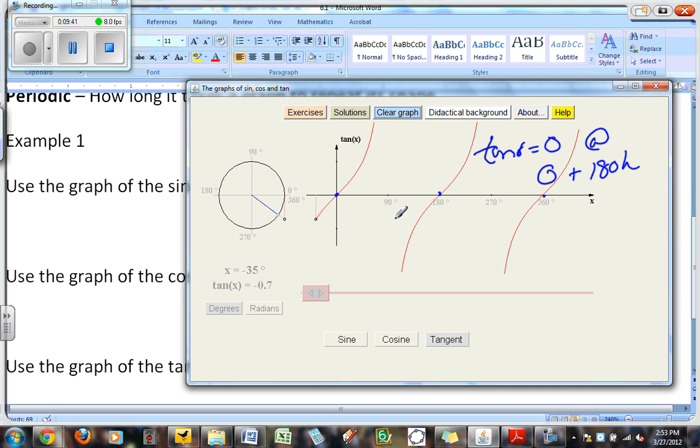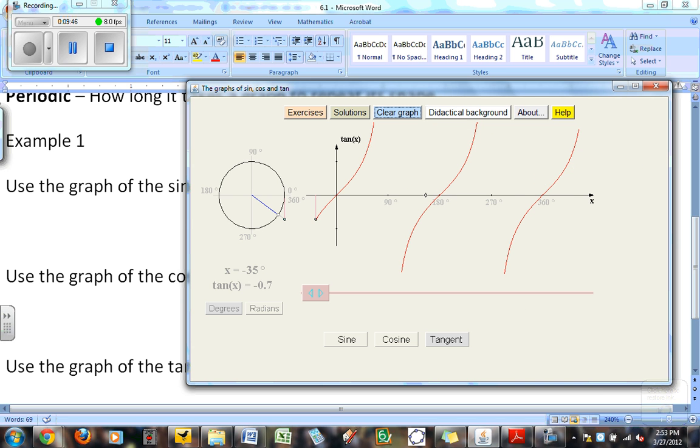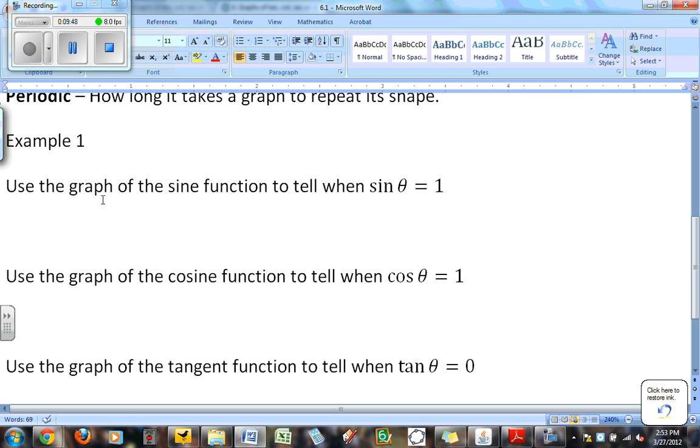All right. So that's all I have for you, really. Pretty simple section getting you used to the graphs of the trig functions. So I hope this helps. We'll see you in class.